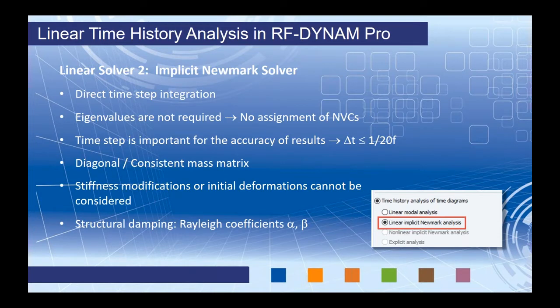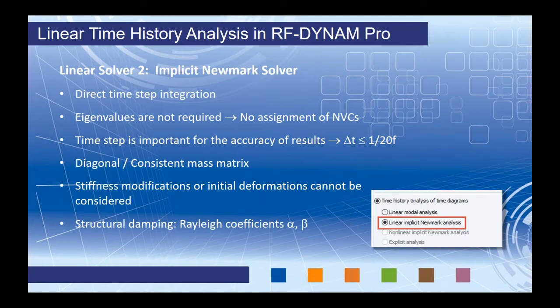So we do have some recommendations as far as a time step within the program, and you can see that listed here. Delta t is less than or equal to 1 over 20 times the frequency. Now, the frequency in this equation is the largest frequency from either the natural vibration of the structure or of the excitation frequency. Both the diagonal and consistent mass matrix are available here, and stiffness modifications or initial deformations cannot be considered.